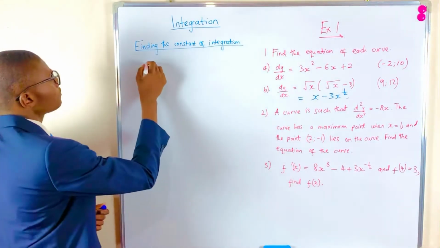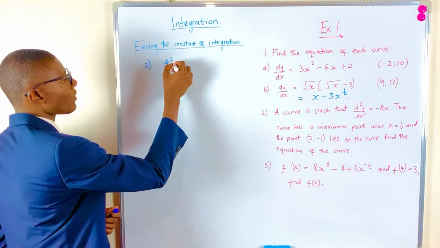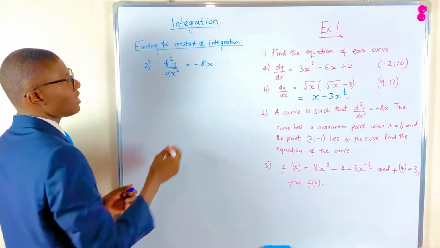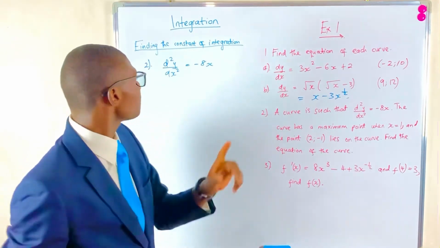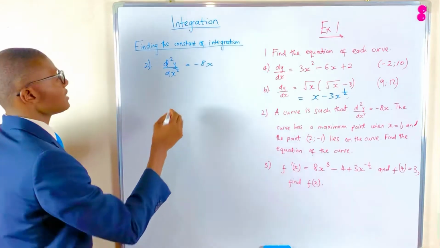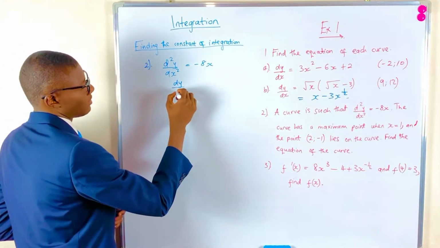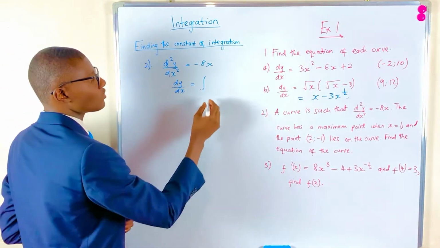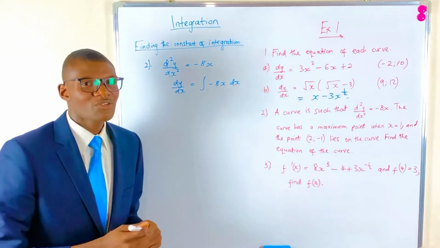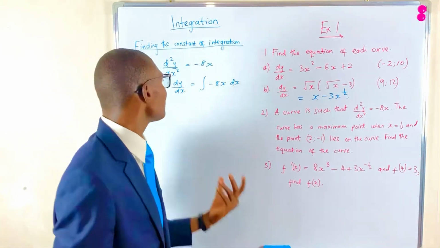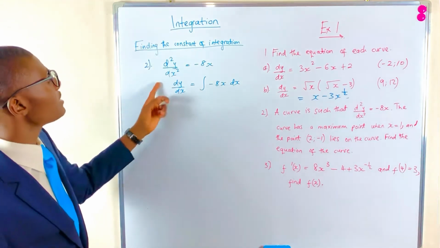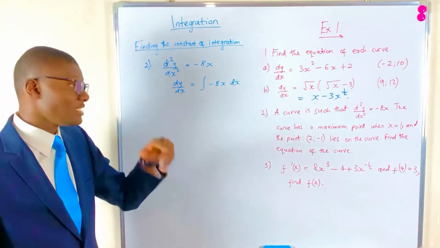So for number 2, we're told that d squared y by dx squared is equal to minus 8x. So what do we know? We know that if we are to integrate d squared y by dx squared, we get dy by dx. So dy by dx would be the integral of minus 8x with respect to x. So this is just reverse, right? Differentiating dy by dx, we get d squared y by dx squared. So integrating d squared y by dx squared, we get dy by dx.